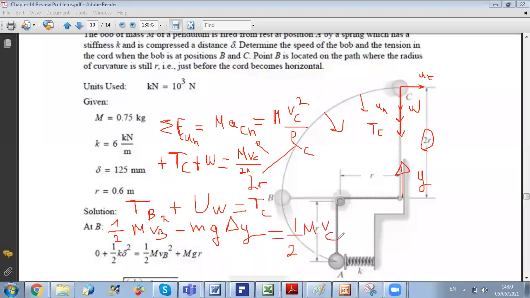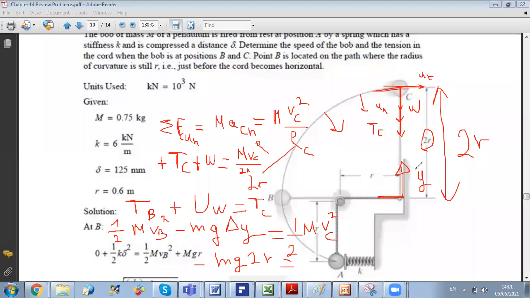Now what is delta y here? Delta y is y of C minus y of B. So as you can see in the figure, delta y is equal to this distance, which is 2r. Okay, so you will get half m VB squared minus mg times 2r equals half m VC squared. So you can get the value of VC.